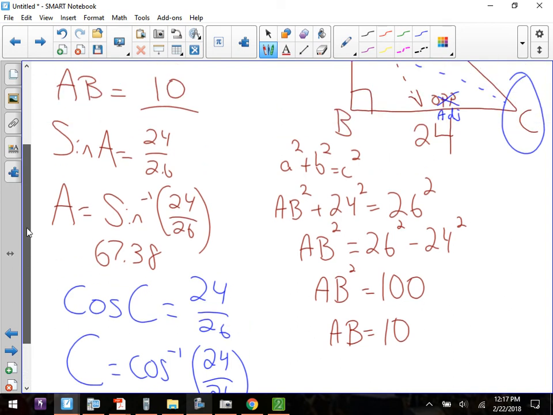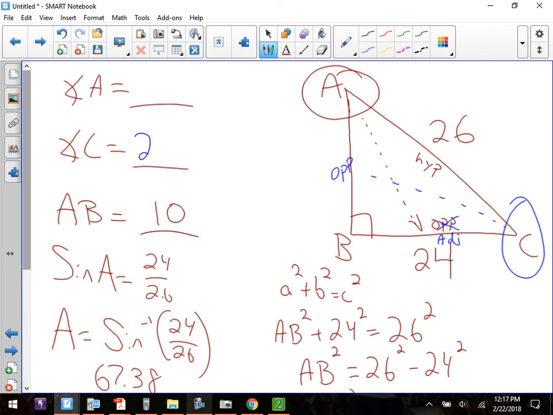Means I just go back up and I write down what we had. Hey, what do you think 67.38 and 22.62 should add up to equal? And if they don't, then you've probably done goofed somewhere.